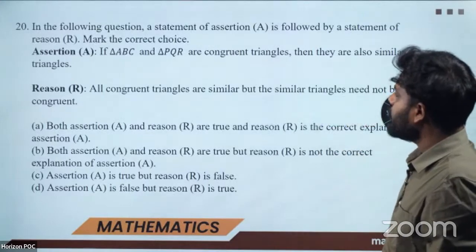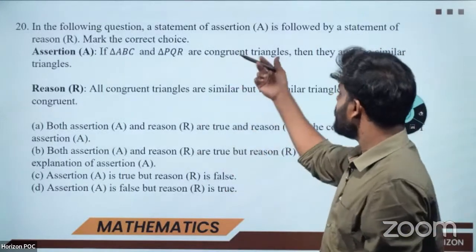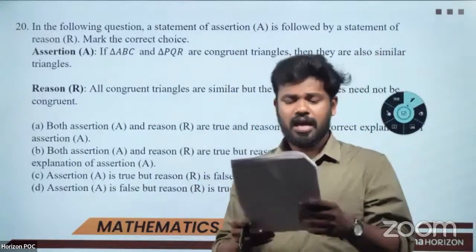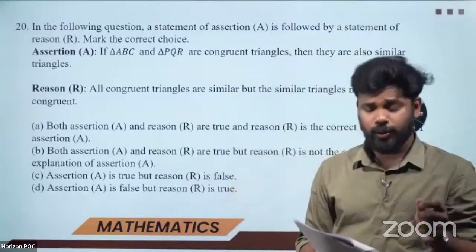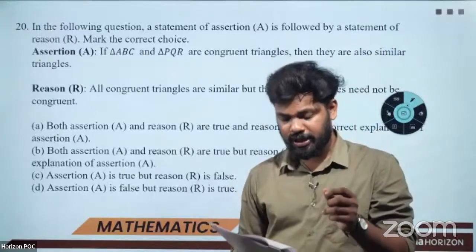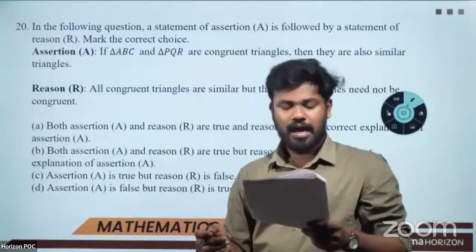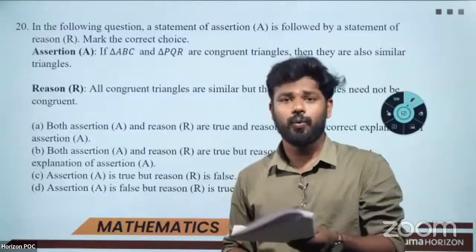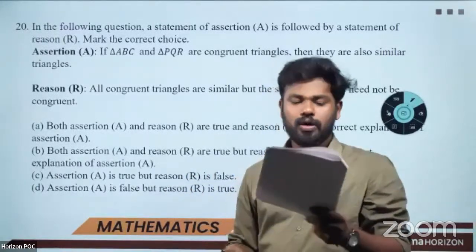Yeah. So in the following question, again, there is a statement of assertion and reason. Which out of the following is the correct option? So the assertion here: if ABC and PQR are congruent triangles, then they are also similar triangles. That is the assertion. The reason: all congruent triangles are similar, but similar triangles need not be congruent. That is the question.